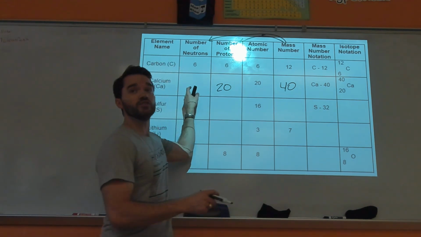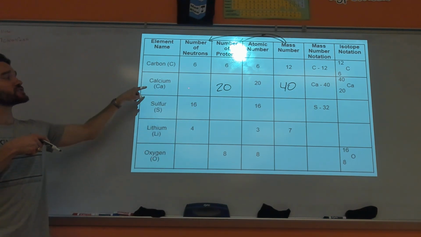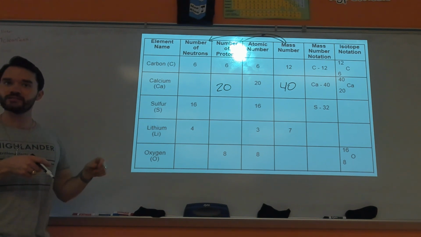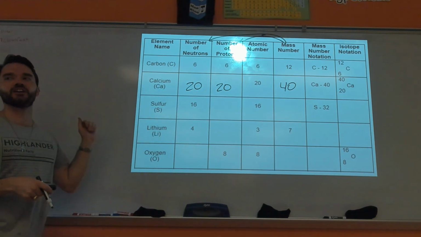Now then, to find the number of neutrons, you have a 40 for the mass number. 20 plus what equals 40? 20. Okay? And then they filled everything else for us.